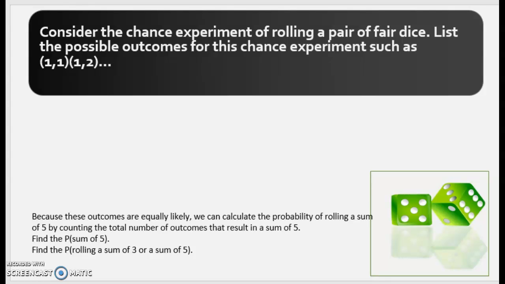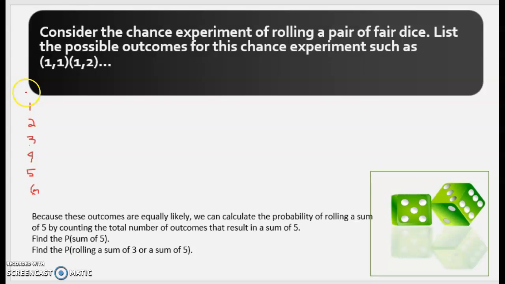Consider the chance experiment of rolling a pair of fair dice. List the possible outcomes for this chance experiment, such as 1, 1, 1, 2, and so forth. On these problems, it might not hurt to make a tree diagram if you're not sure. Now, the dice is pretty common, so we know pretty much what those possible outcomes are for the sample space. But if you're not sure how to find that, remember you can create this tree diagram. Sometimes that helps you identify the sample space and the sample size.